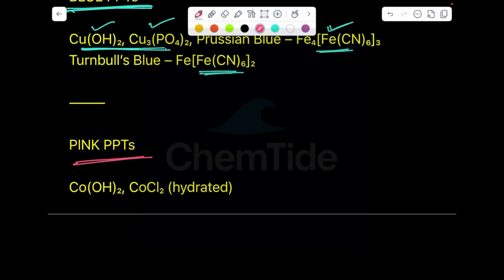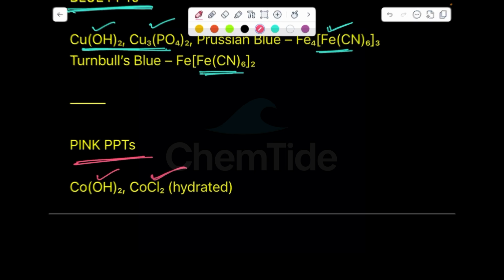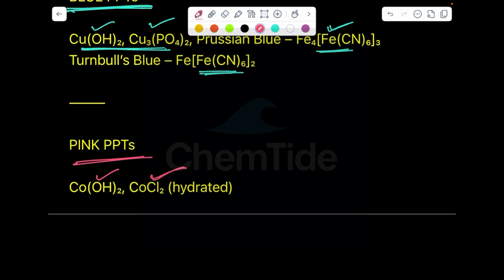Last, we have the pink precipitate. Pink precipitate means the cool cobalt. Cobalt hydroxide and cobalt chloride are both pink in color. So this is the mnemonic pattern, the trick to memorize the color of the salts.